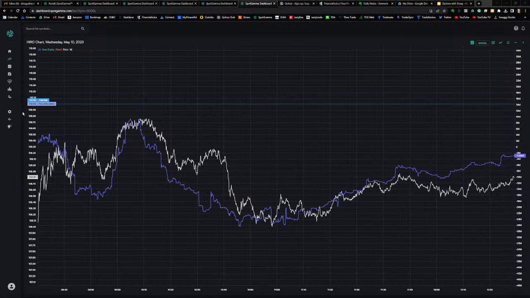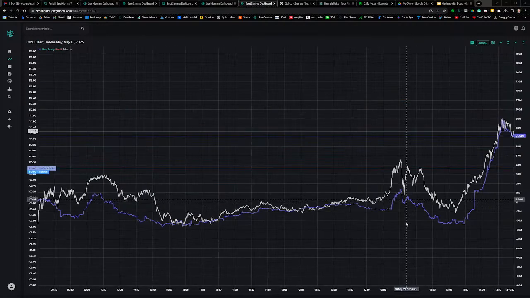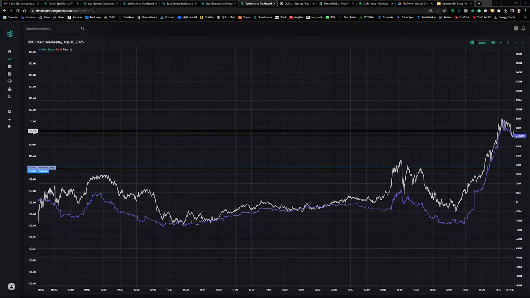So there's the call wall. It looks like in this initial move higher, Google did not make it up to the call wall before shifting lower, as traders were taking negative delta positions. So let's go take a look at Bookmap. And now it looks like Google is trading much higher.